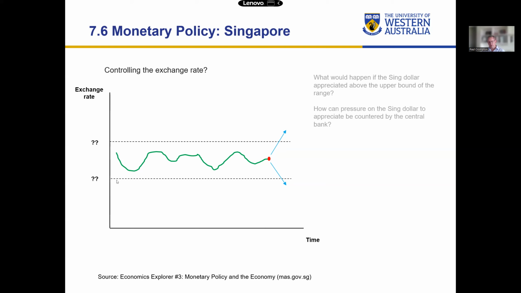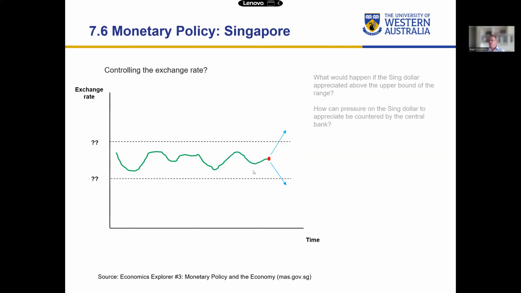Okay, and what I've got here is two dotted lines. And these are upper and lower bounds for movements of the Singapore dollar over time. So the central bank in Singapore doesn't manipulate interest rates up and down to affect the aggregate demand curve to affect inflation. The way they operate monetary policy in Singapore, I'm talking about the Monetary Authority of Singapore, MAS, web link down here to the relevant publication, the way they operate it is to restrict movements in the value of the Singaporean exchange rate to between this upper and lower band, the upper and lower dotted line.